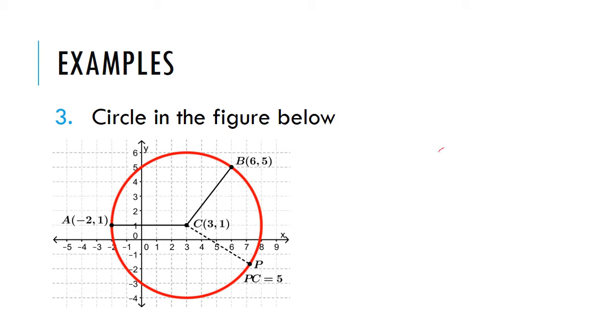Example number 3. We are tasked to give the standard equation of the circle with the given condition in the figure. So first you have to look for the center, and it is very obviously specified, which is the point C. The center is point C with coordinates 3, 1.